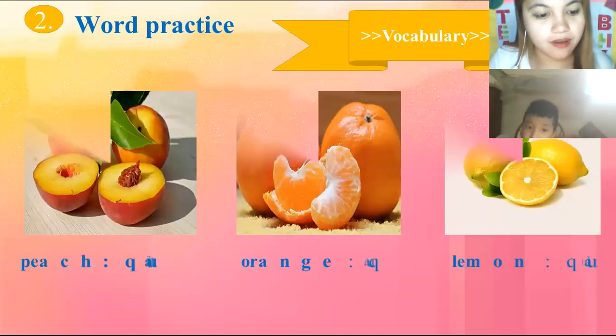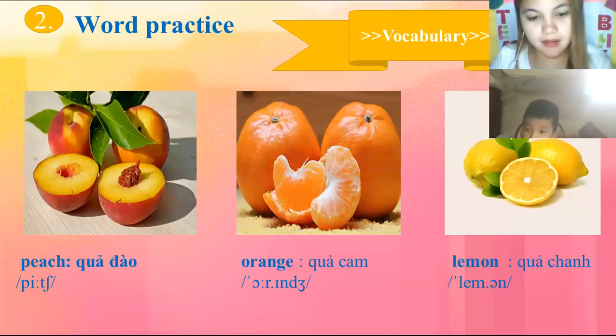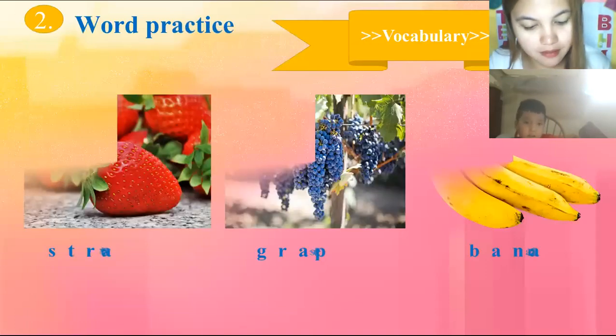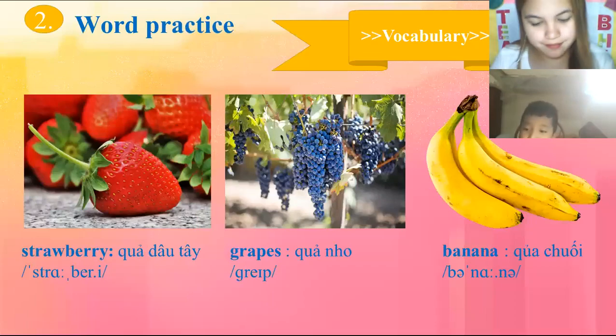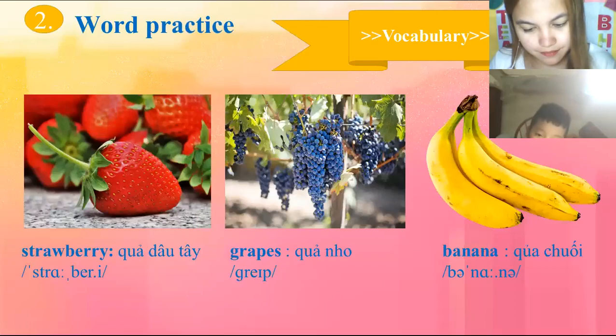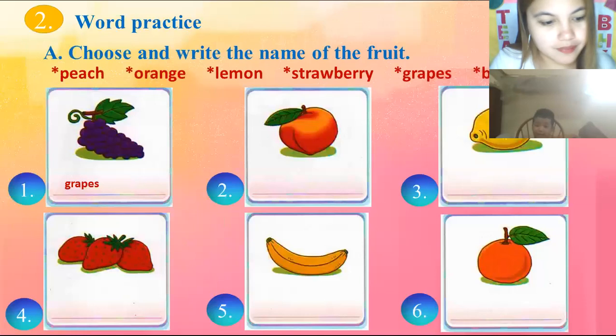Now let's go to word practice. What's on the first picture? Peach, orange, and lemon. Lemon. Next. Do you taste lemon? No. I don't like lemon because it's too sour. Strawberries, grapes, and banana. Okay, now which one of those is your favorite fruit? Banana. Next. Grape and strawberry.